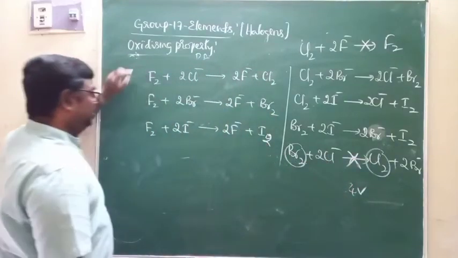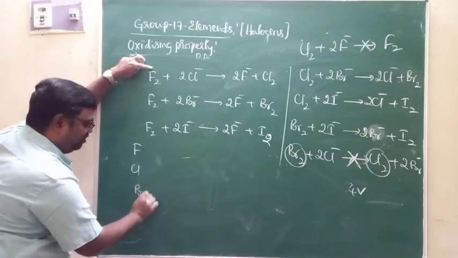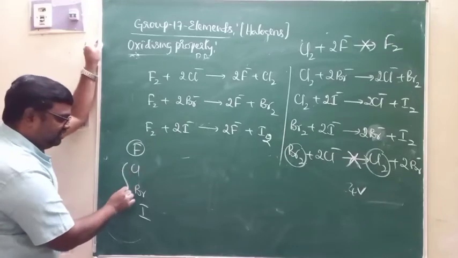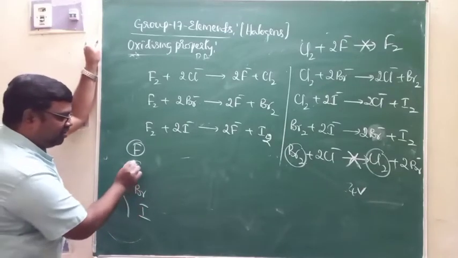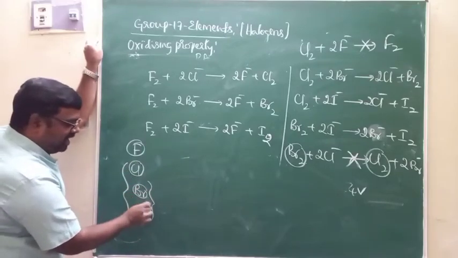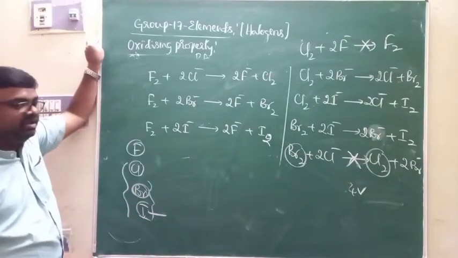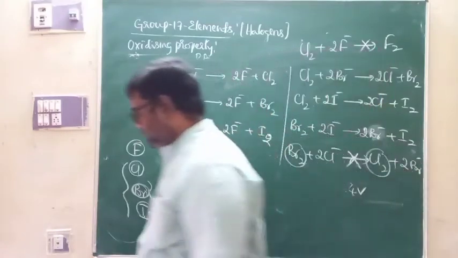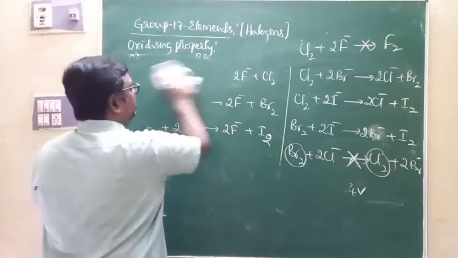So what can we say? Fluorine displaces the remaining elements, chlorine, bromine, iodine, from its salts. Chlorine displaces the elements below it, bromine and iodine, from its salt. Bromine displaces only iodine. So because of that variation in the oxidation properties, this is what we call the oxidizing property of halogens.